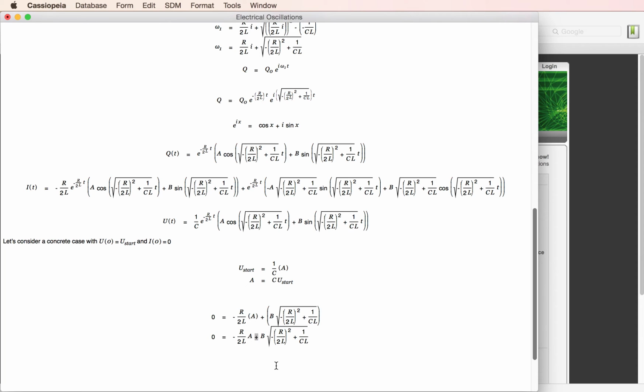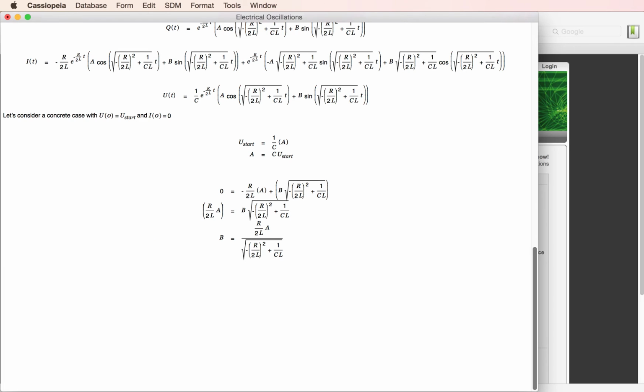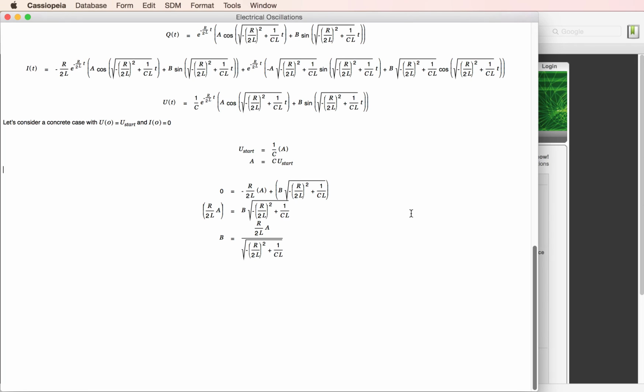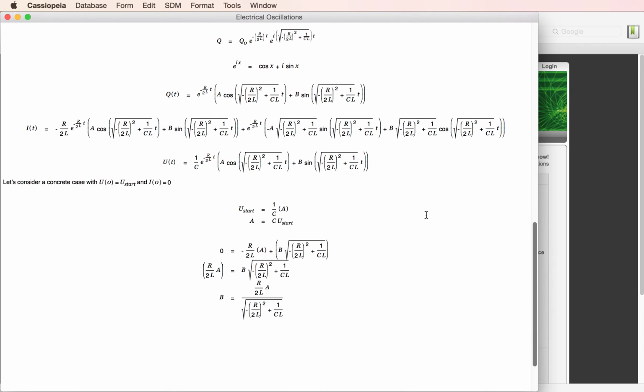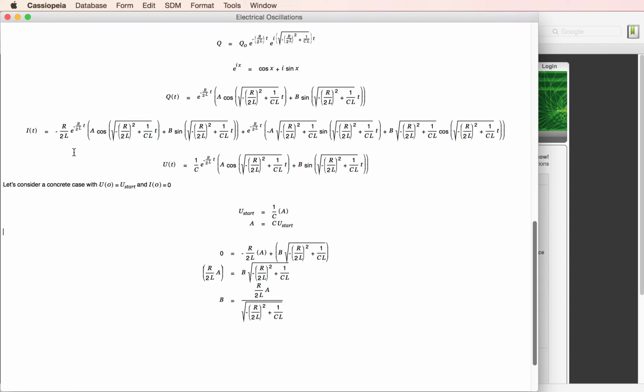Let's put this on the other side. And this as well. Which gives us the solution for A. So, the concrete solution for our problem is this voltage, this current with these two constants.